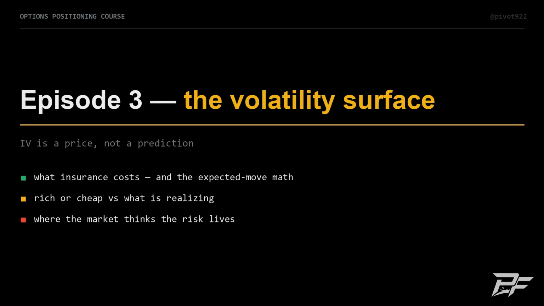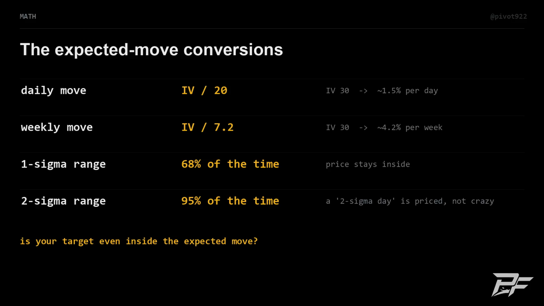for 95%. Why this matters: before any trade, check whether your target is even inside the expected move. If you need a move the options market prices as a 3 sigma event, you're not trading, you're praying. And when the market has a crazy day that's still inside 1 sigma, it wasn't crazy, it was priced.